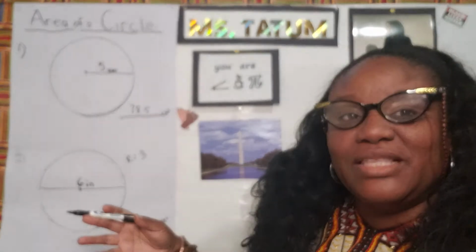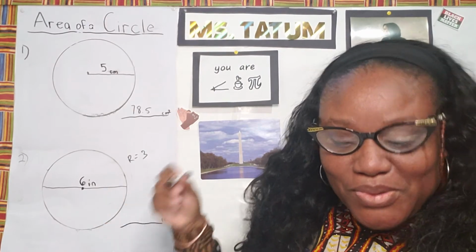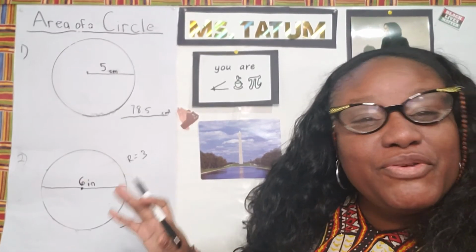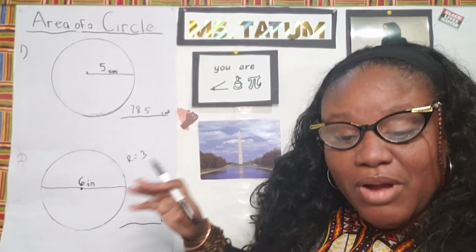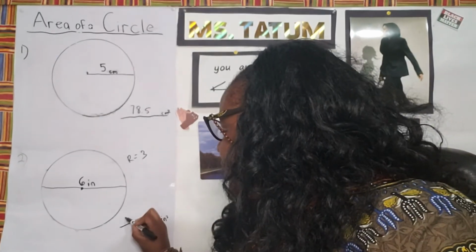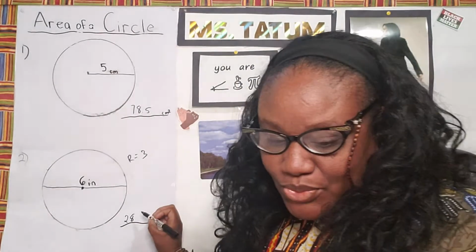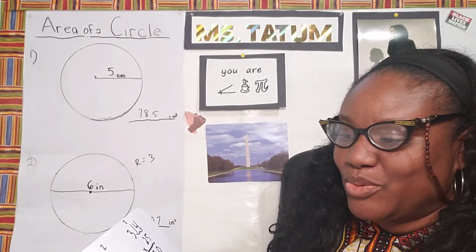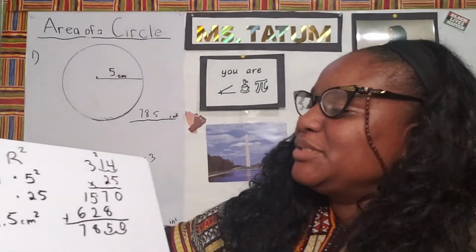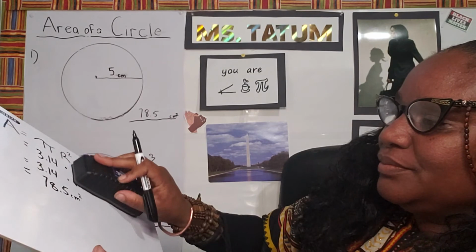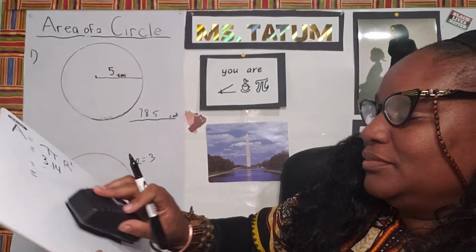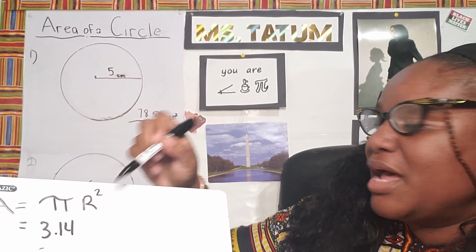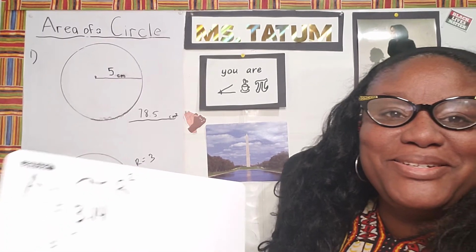I'd love you to take the time, on your own, to work through that problem. Actually, I'm going to write the answer here. If you want to press pause and work through the problem and see if you get what I got, I'll put it here as 28.27 inches squared. And remember, your process would be just the same. Write down that formula, multiply pi times your radius of 3, and do the work.